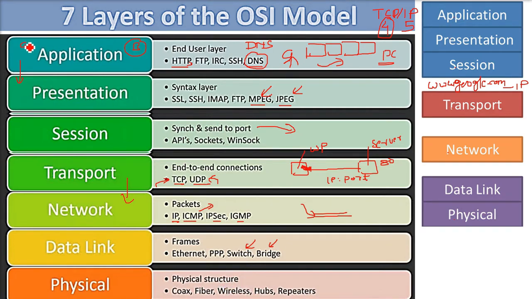So when you start working, you are interacting with the application layer, and then the series of work will be done by these layers, and it will be sent, and this will be received by the physical layer of another system, and it comes to the application layer.